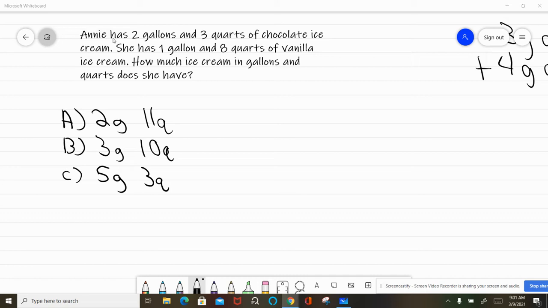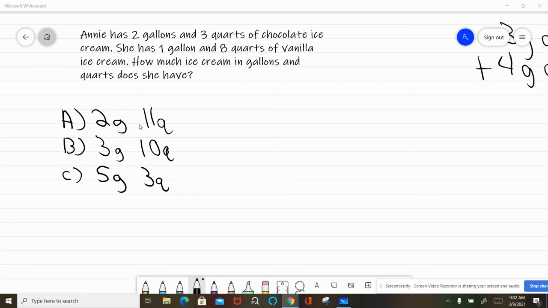So let's see. It says Annie has 2 gallons and 3 quarts of chocolate ice cream. She has 1 gallon and 8 quarts of vanilla ice cream. How much ice cream in gallons and quarts does she have? So we're trying to find out how much ice cream she has in total. If we're trying to figure out how much she has in total, ask yourself, what do I have to do? If you said add, you are correct.